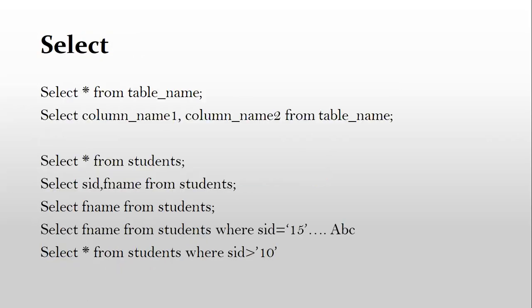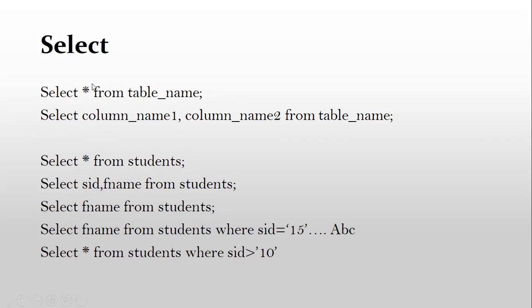The next one, select. Select is used to display the data from your table or the database. Now, the first or simplest way to display the data is select star from the table name. What it will do is display all the data, that is all rows and all columns from the table. Star means all columns from the table name.